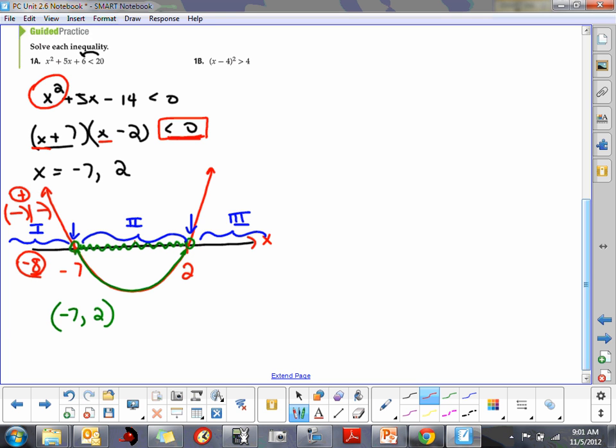If you pick any number in interval 2, I'm going to choose 0, it's the easiest one. That'll give me a positive value for this factor. It'll give me a negative value for that factor. And positive times negative is negative, which is exactly what we want. And that's what we knew our solution was.